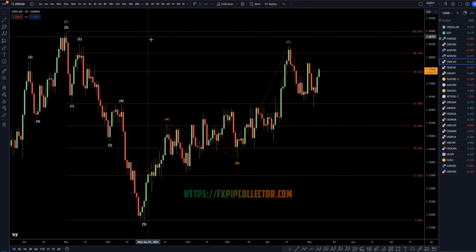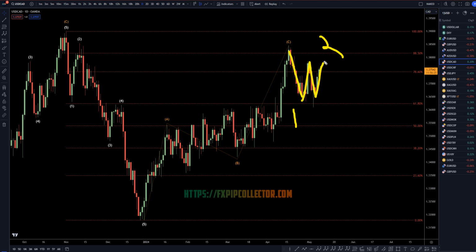Heading down to the daily time frame, we are definitely pushing up right now, and it does have a three-wave look to it. But looking at correlated pairs, other dollar pairs, I actually still think this is possibly a 1, and that this is actually just a wave 2, and that it's likely to go down for a wave 3.